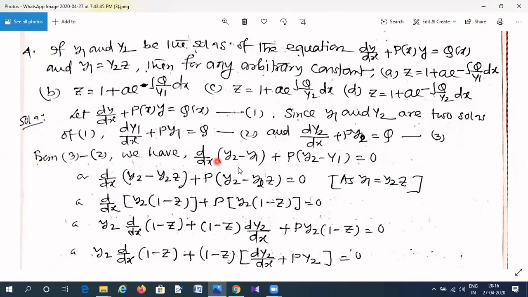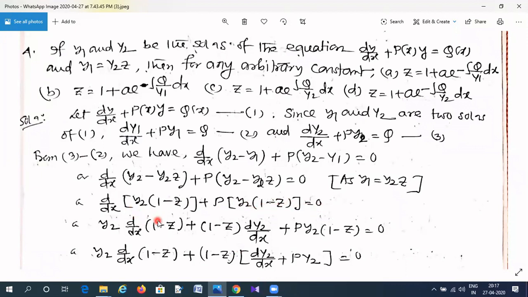Now d/dx of y2 minus the value of y1, which is given as y2 z. We are putting y2 z in place of y1, plus P into (y2 - y2 z), equal to 0. d/dx of y2 is there in both the terms, so we are taking y2 common, and in the bracket the term will be (1 - z) plus P into y2 into (1 - z), equal to 0.